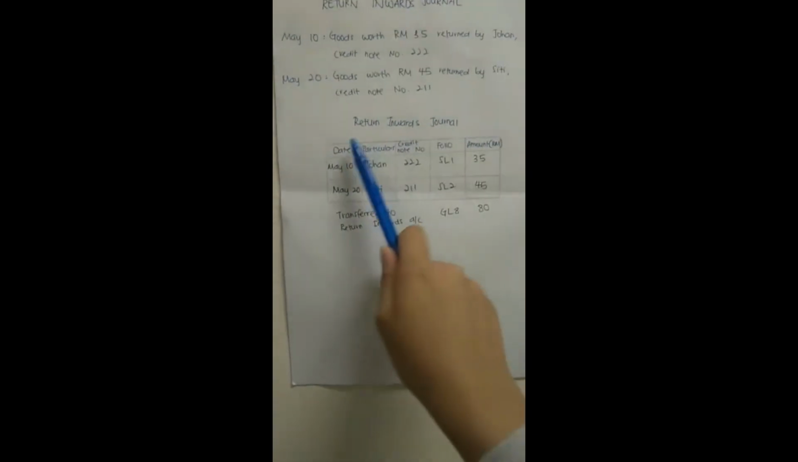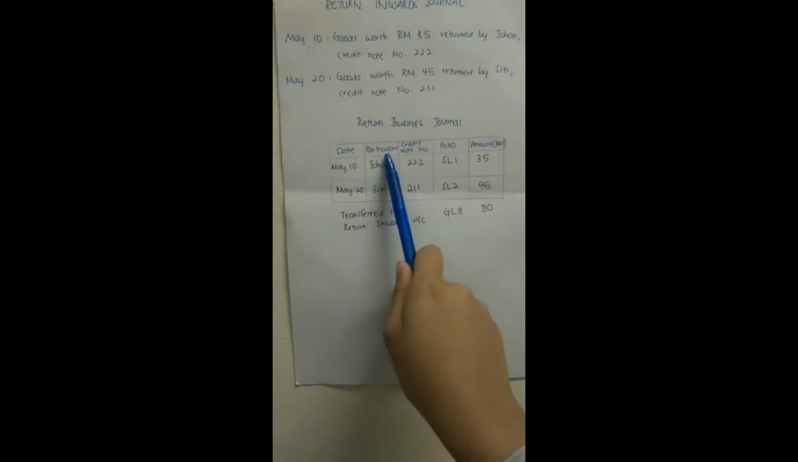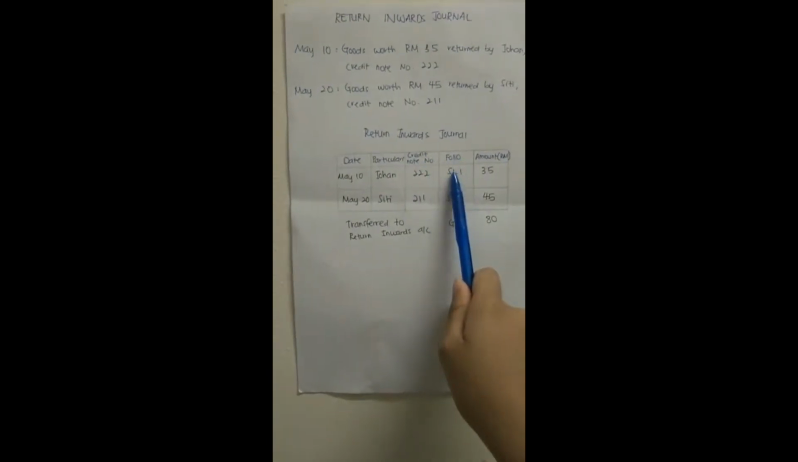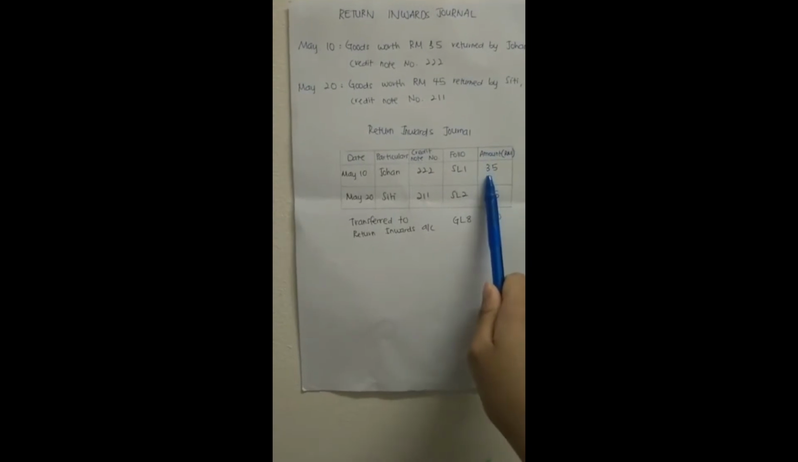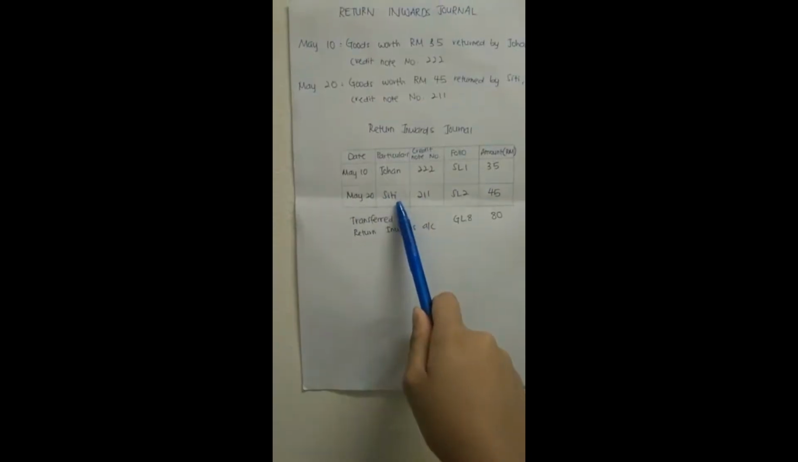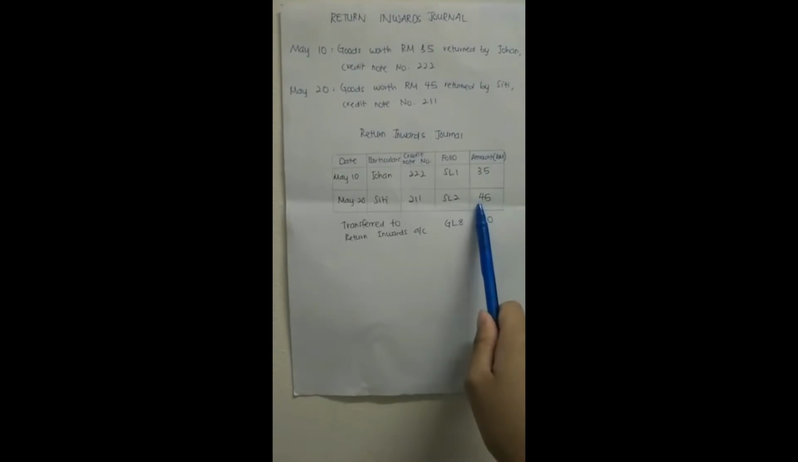The returns inwards journal consists of 5 columns: date, particulars, credit note number, folio, amount. Date May 10th, particular Johan, credit note number 222, folio SL1, amount RM35. Date May 20th, particular Siti, credit note number 211, folio SL2, amount RM45.